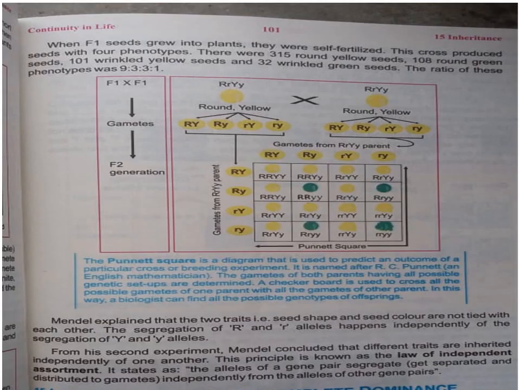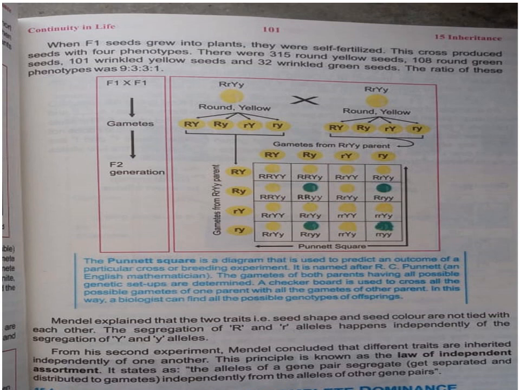When F1 seeds grew into plants, they were self-fertilized. This cross produced seeds with 4 phenotypes. There were 315 round yellow seeds, 108 round green seeds, 101 wrinkled yellow seeds, and 32 wrinkled green seeds. The ratio of these phenotypes was 9:3:3:1.